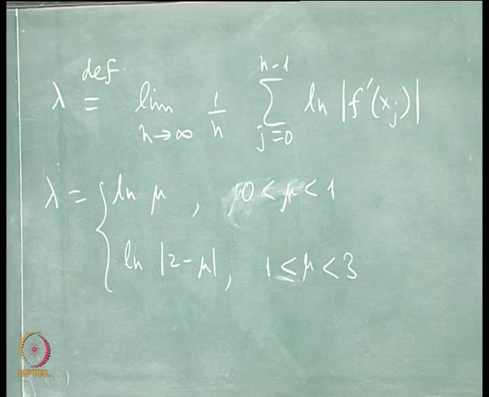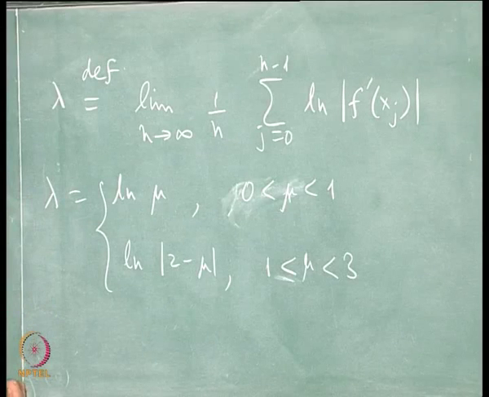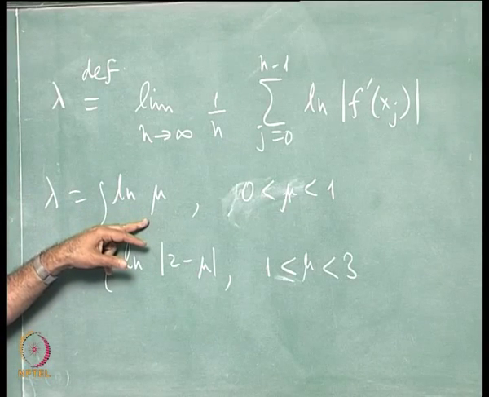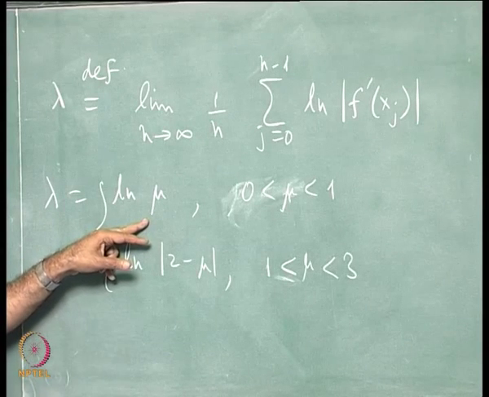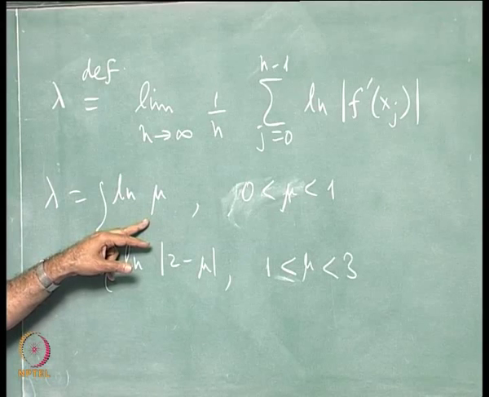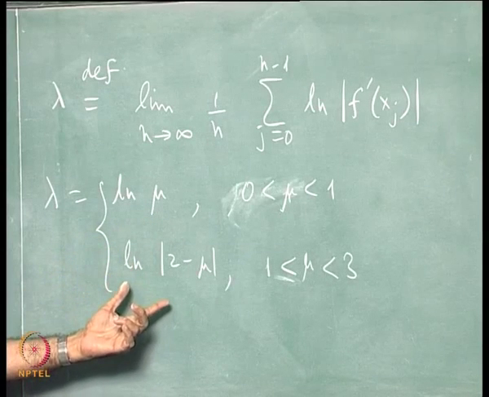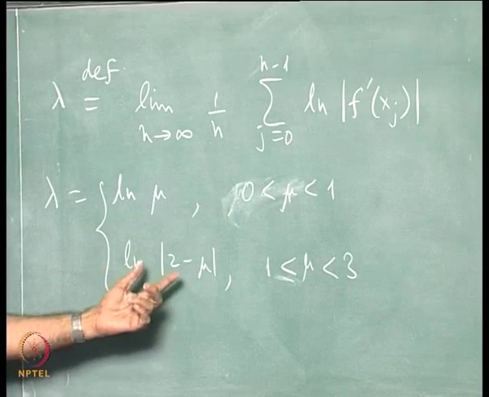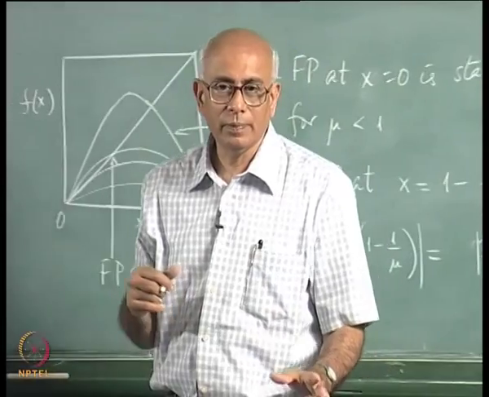So you can see what is going to happen. When mu becomes equal to 1, then this Lyapunov exponent vanishes, and you would think the fixed point has become unstable, and therefore the system is going to go chaotic like the earlier tent map. But that does not happen. This fixed point takes over, and its log is less than 1 here, and therefore you again have stability.